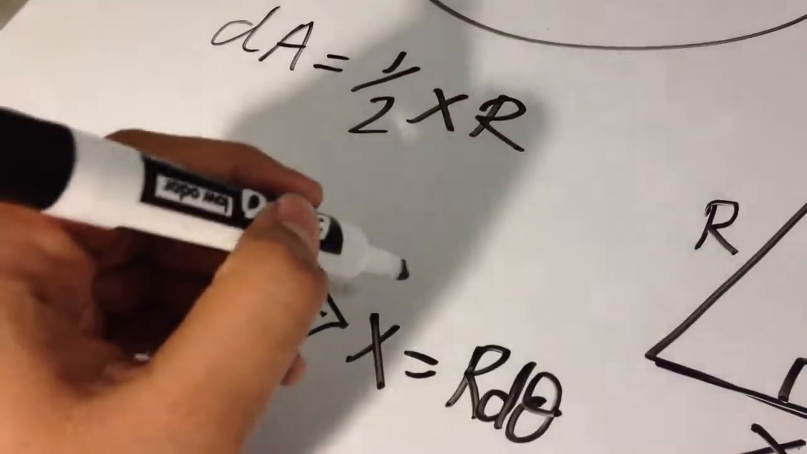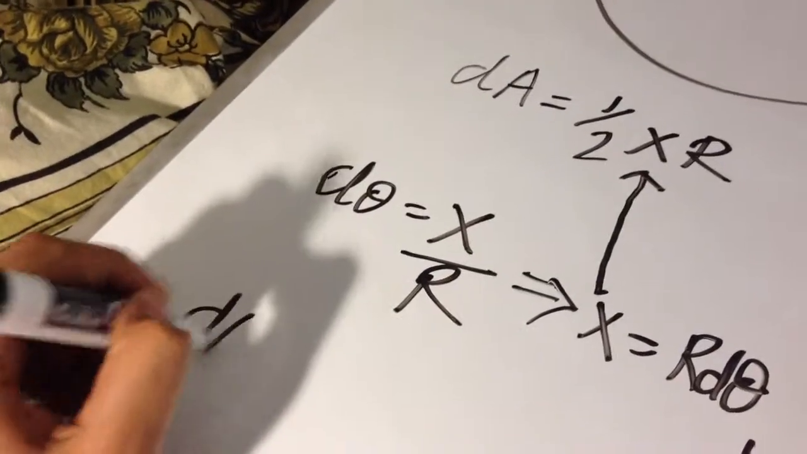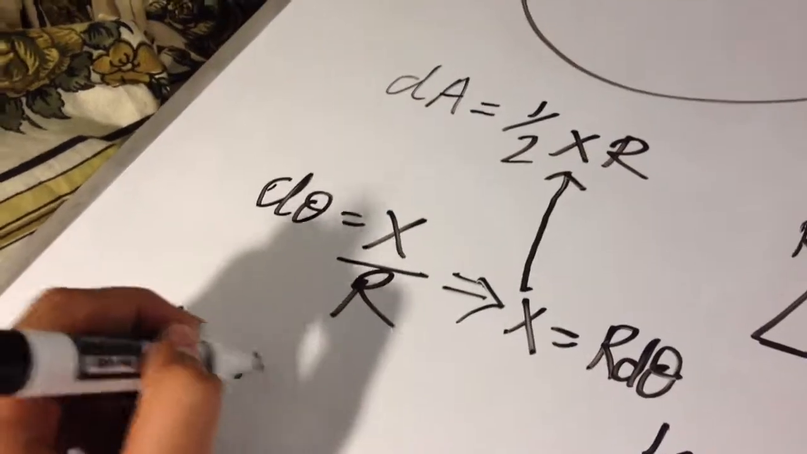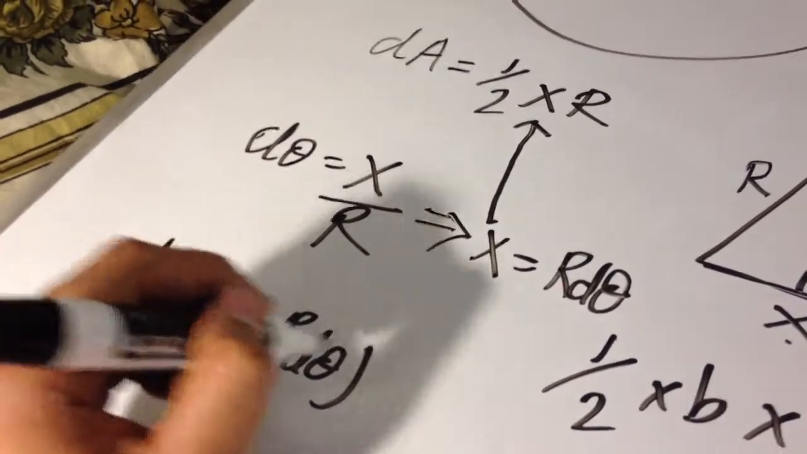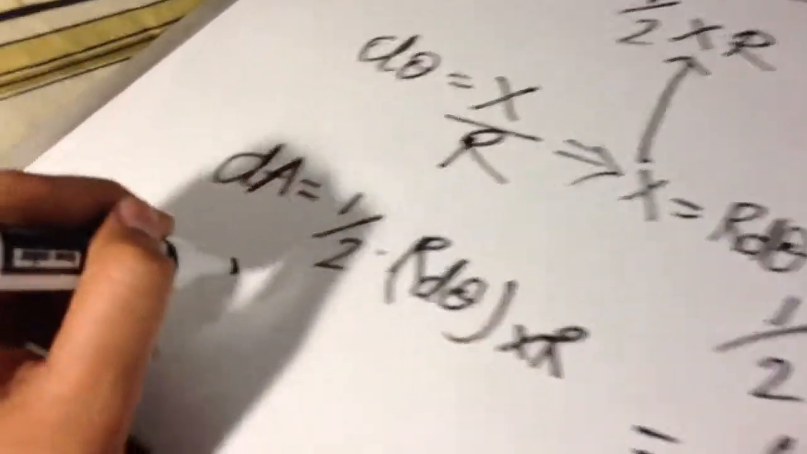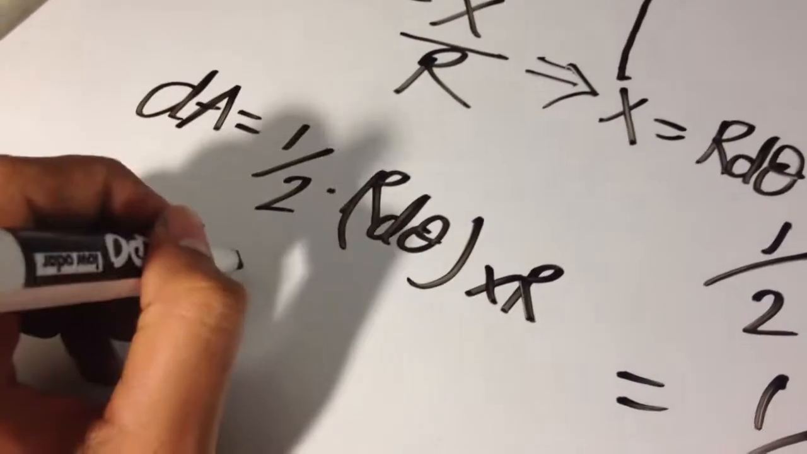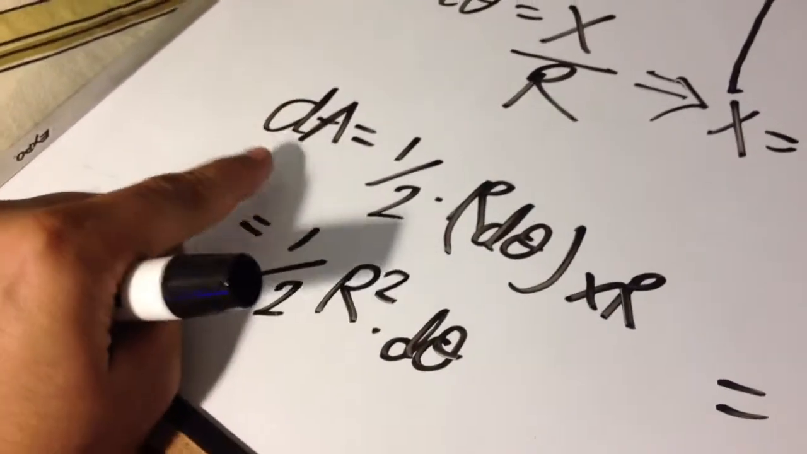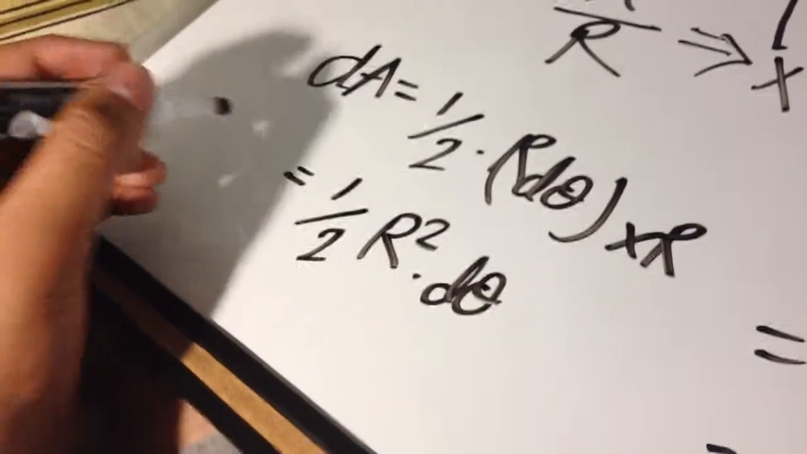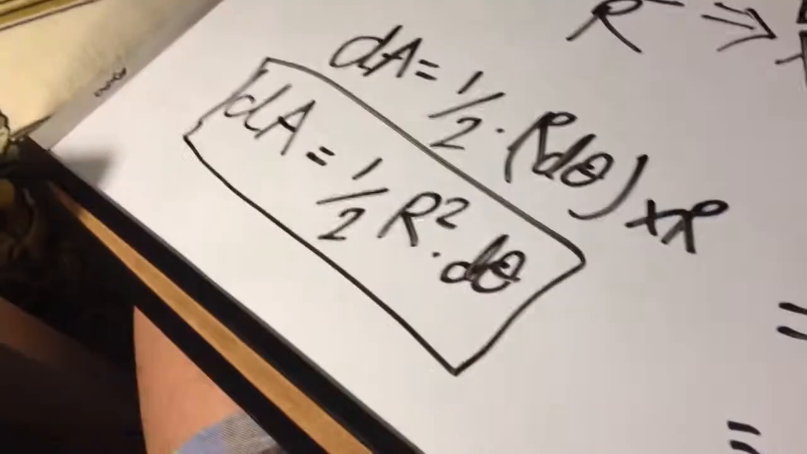And I'm going to substitute that right into our previous equation to get a value of dA in terms of d theta. Half times r d theta times r, which is half r squared times d theta, right? So now you have this as the value of dA, and which is the area of a small strip. Okay, so I have dA.